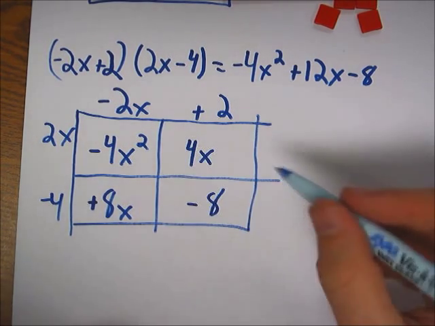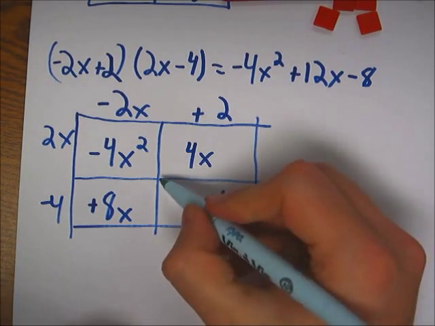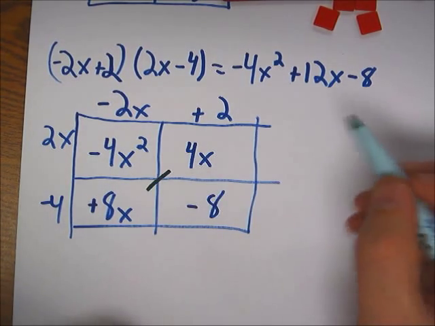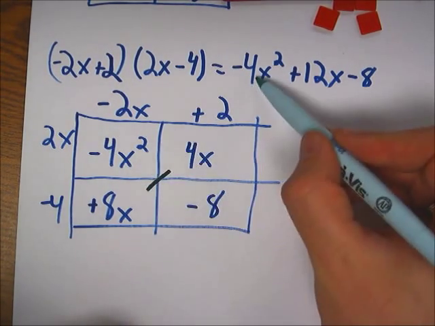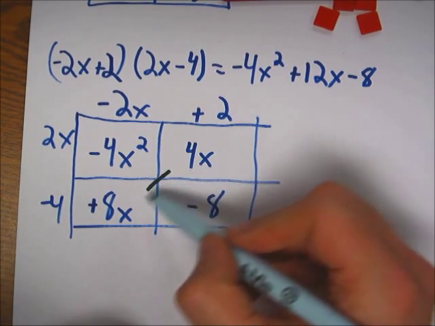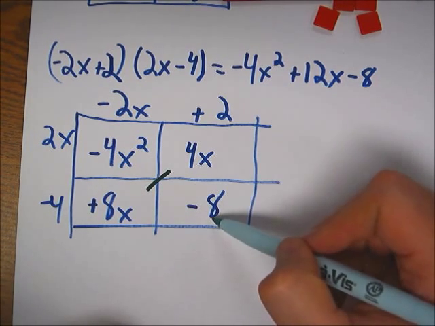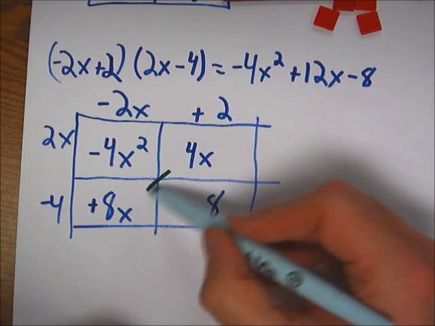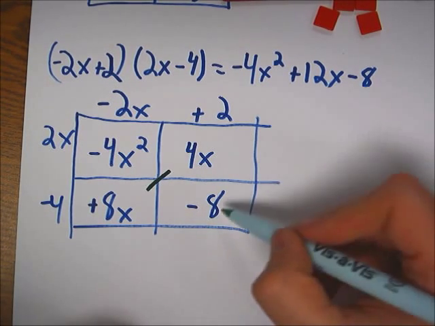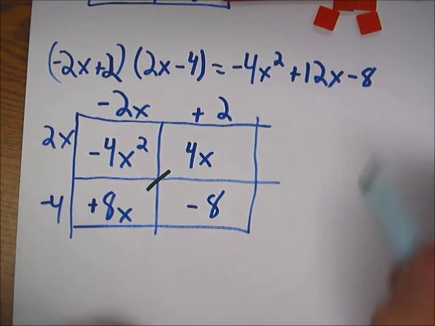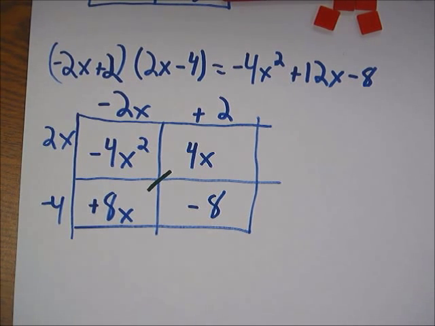And again, on my diagonal, I have my like terms. And when I bring it out, negative 4x squared comes out. 4x plus 8x gives me 12x. And negative 8 just comes out. So using that, I could do any one that I wanted to.